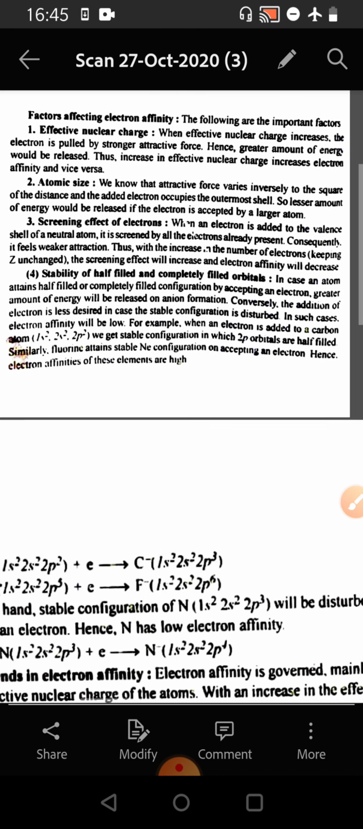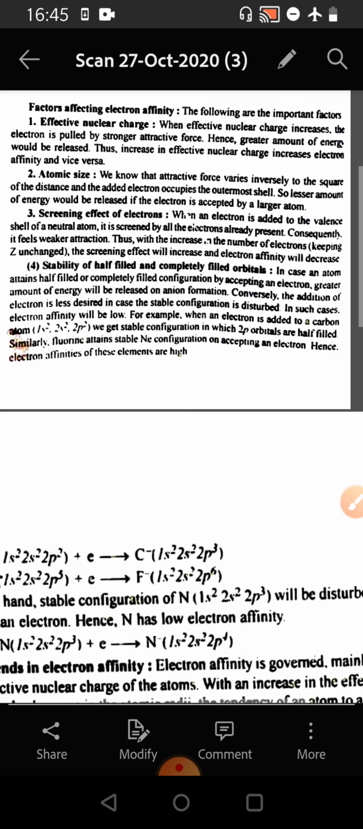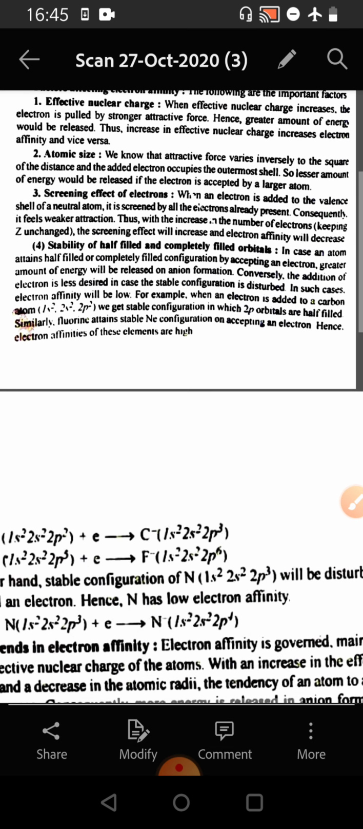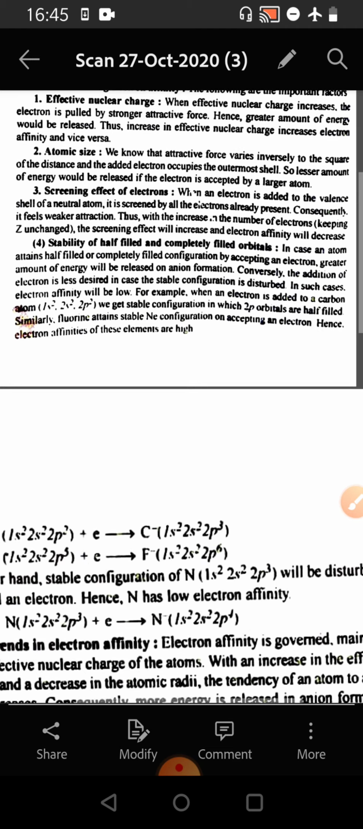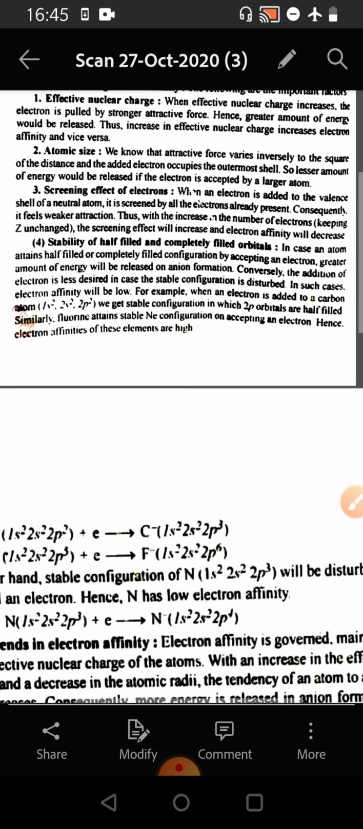Next we come to the stability of half-filled and completely filled orbitals. In case an atom attains a half-filled or completely filled configuration by accepting an electron, a greater amount of energy will be released on anion formation. Conversely, the addition of an electron is less desired in case the stable configuration is disturbed. In such cases, the electron affinity will be low.